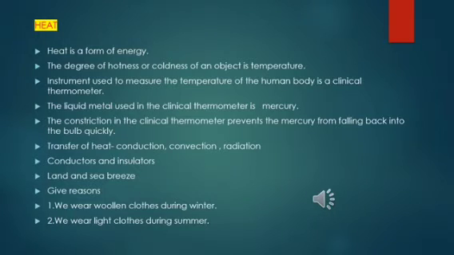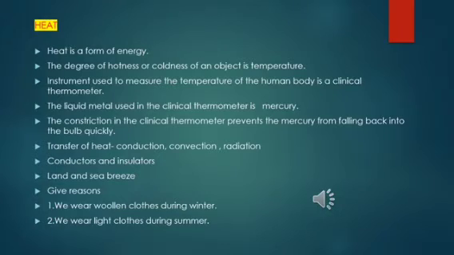Temperature is nothing but the degree of hotness or coldness of an object. Then which is the instrument that is used to measure the temperature of the human body? It is a clinical thermometer. Then what is the liquid metal that is used in a clinical thermometer? It is mercury. And why is there a constriction in the clinical thermometer, and what does it do?